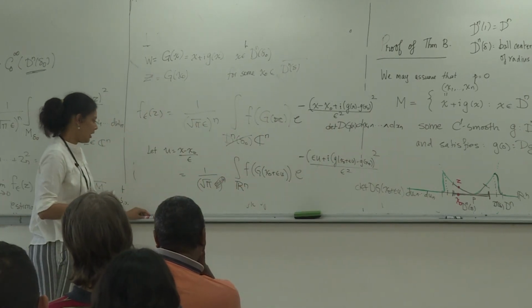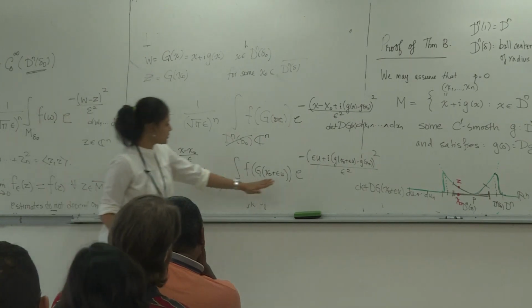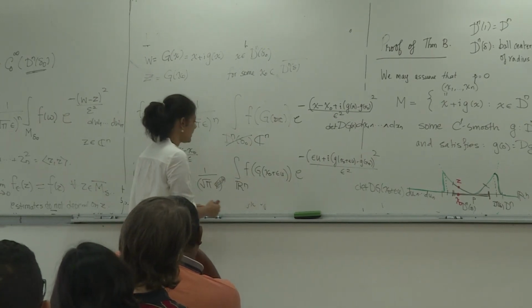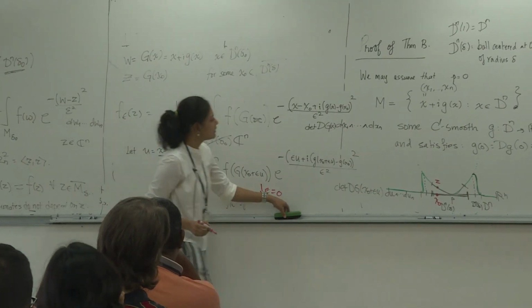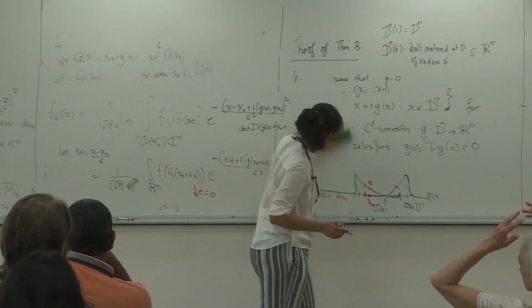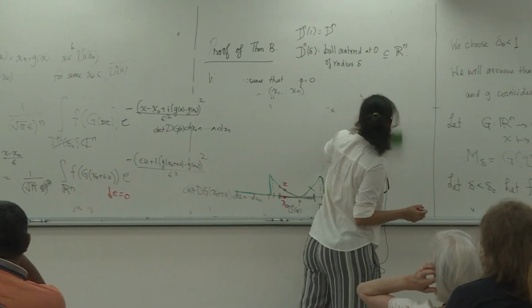At this stage, there's one thing to keep in mind. We just want epsilon to go to 0. So what's going to happen if we put all of this together? Let me keep the picture.